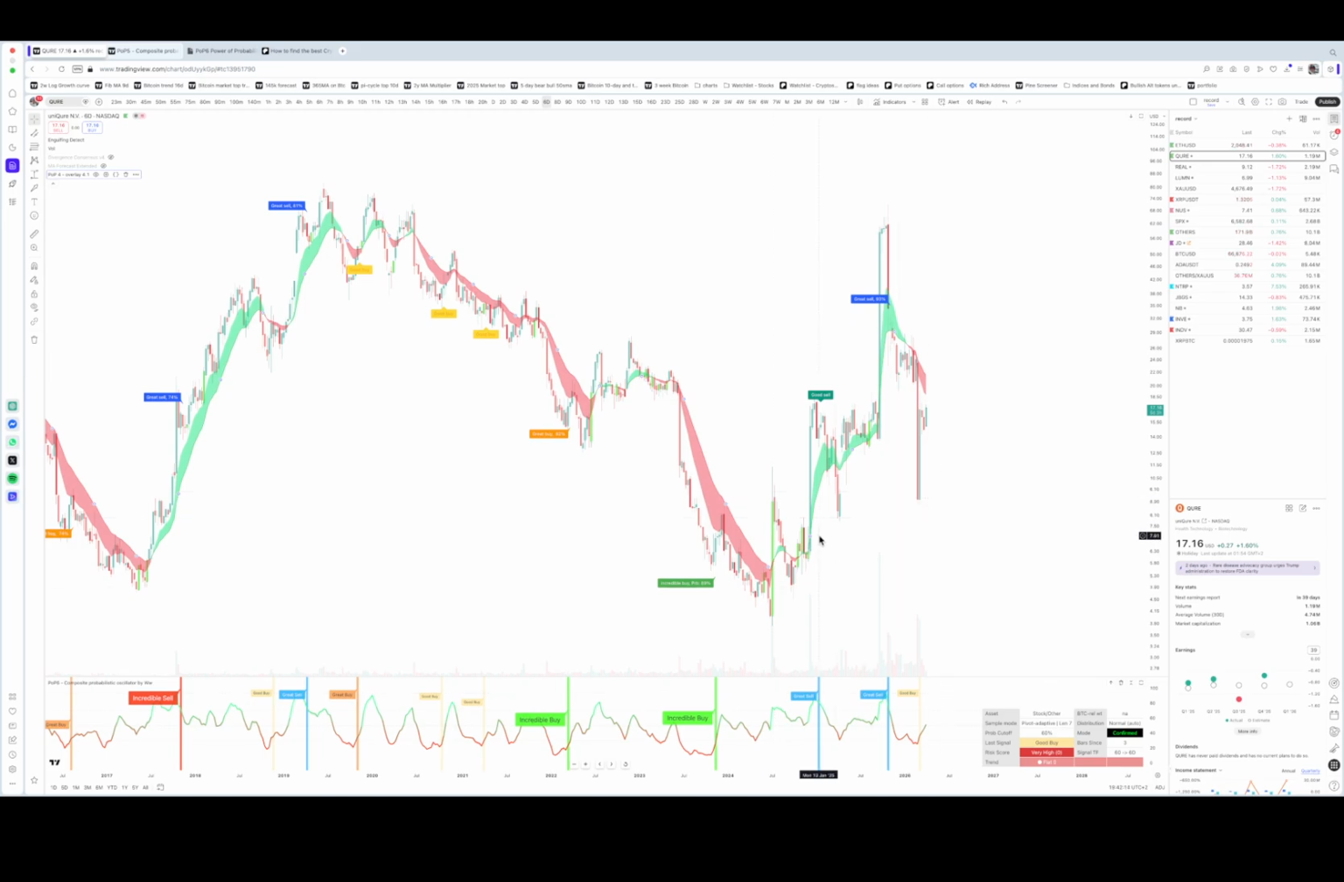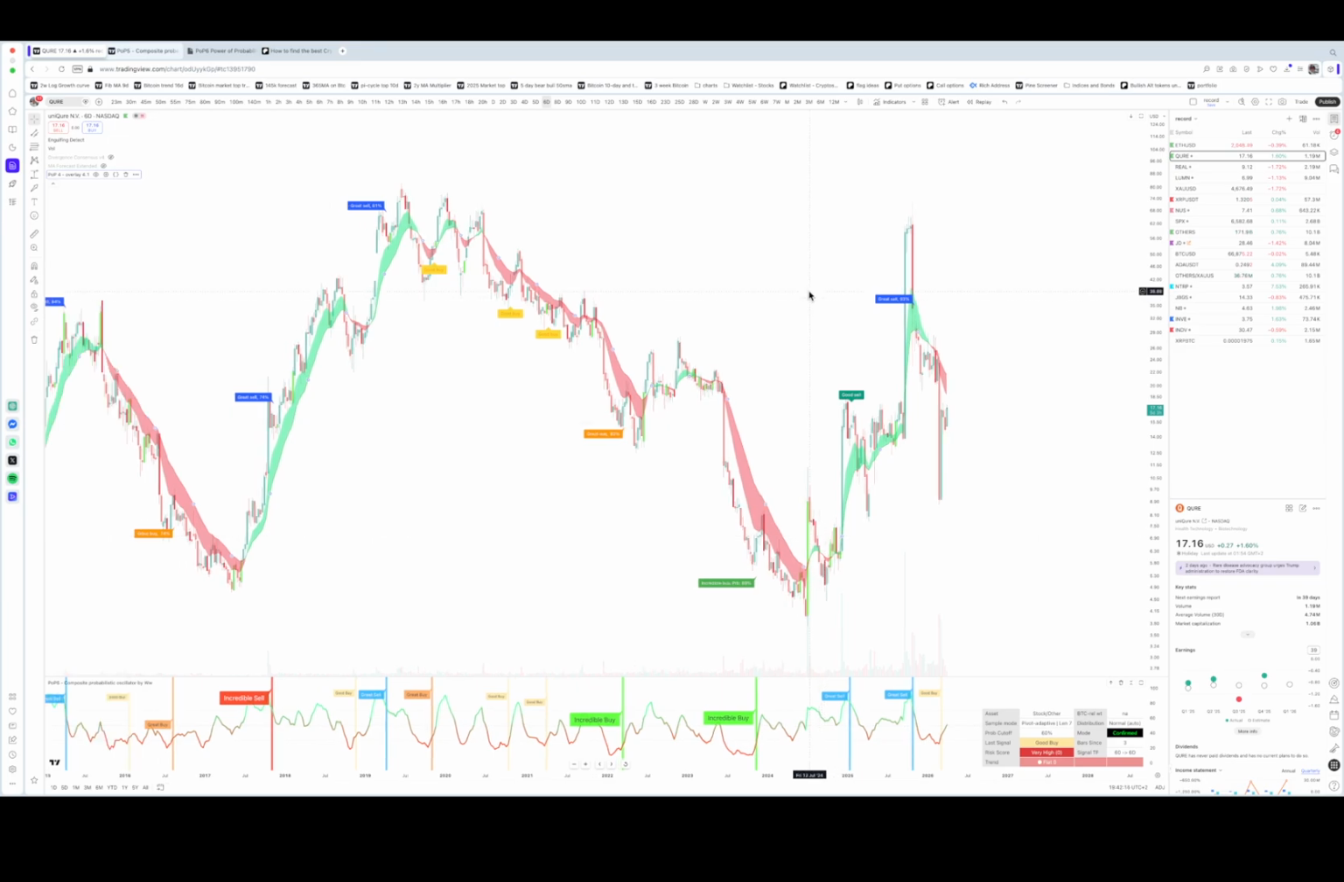How do we know this works? So let's go to Quire. This idea was published a while back. It was one of my better trades from the last couple of years. It was quite rewarding for myself. But I use the tools here.